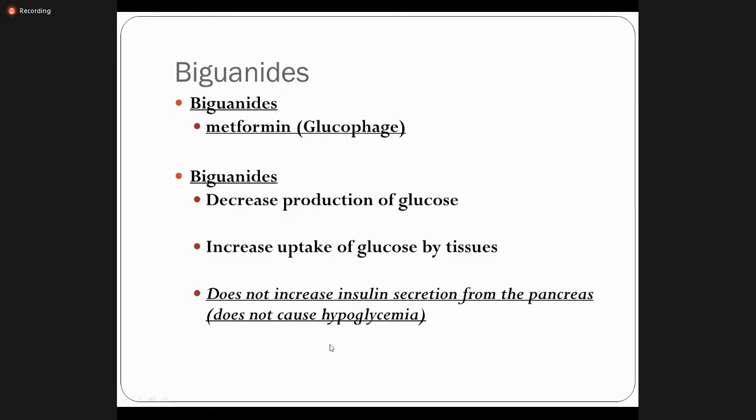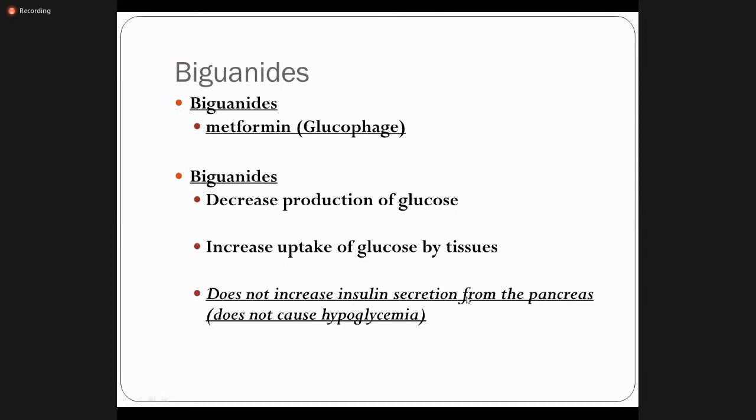Now the second group, and this is one of the major, important groups, right? In which we have metformin, and another name is Glucophage. So biguanides decrease production of glucose. It's not going to stimulate secretion of insulin. It's going to decrease production of glucose, and it also increases uptake of glucose by tissues. Right. So it improves the insulin function. Right. It decreases the insulin resistance. So glucose molecules are taken up inside the cell, and so the level of blood glucose decreases.